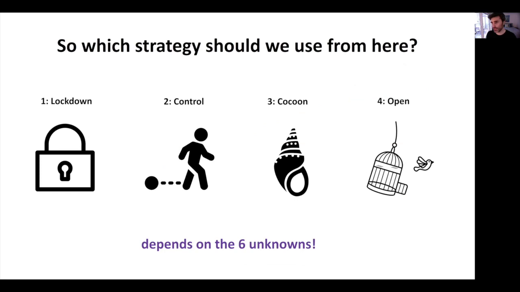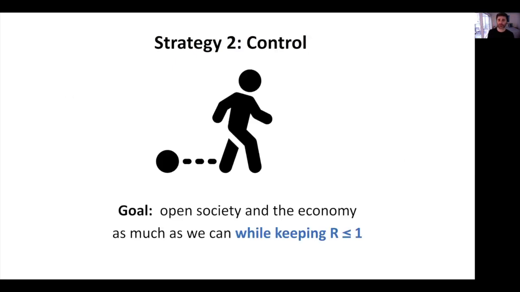Okay, so which strategy should we use from here of the four? Lockdown, control, cocoon, or staying open? And as I mentioned, it's going to actually depend on these 6 unknowns that we started talking about. And I'm going to go through this and talk about the way each of these strategies evolves and the way that they depend on these 6 unknowns. Okay, so strategy 2 is what I refer to as control. And the goal here is to open society and the economy as much as we can while keeping R less than or equal to 1.